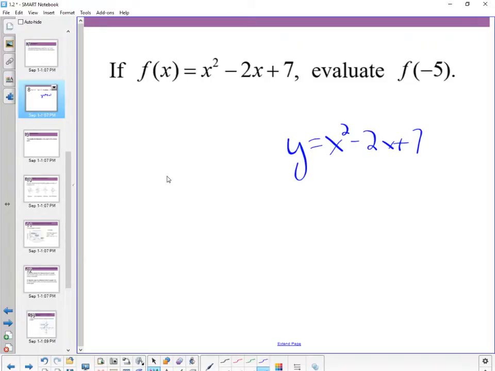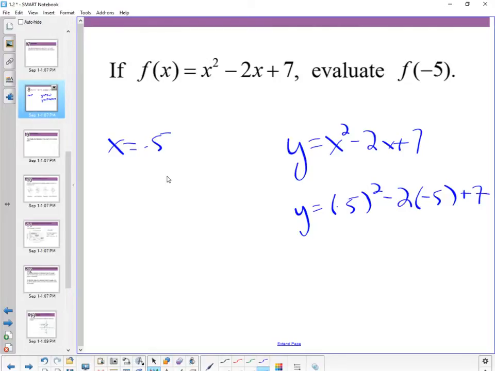Go for it. Yeah, you say, I don't know. What value of x do you want? Right? And then I have to say, oh, can you evaluate that when x is equal to negative 5? Then you go, oh, okay. Then you go, y is equal to negative 5 squared minus 2 times negative 5 plus 7, right? And then you go through your business and you evaluate it, correct?